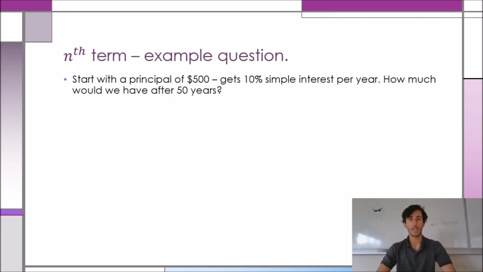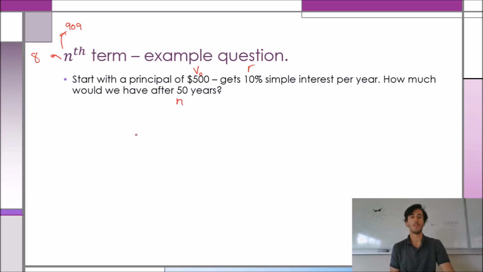All right, now let's look at today's stuff. The nth term. N can be any number. You might have 8, you might have 909. In this case, we've got an N of 50 years. So if you start with a principal of $500, so that's V0, and you get 10% simple interest rate per year, how much would we have after 50 years?